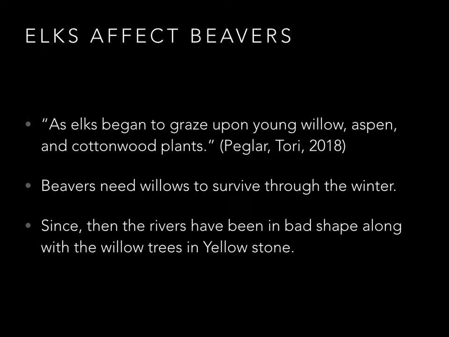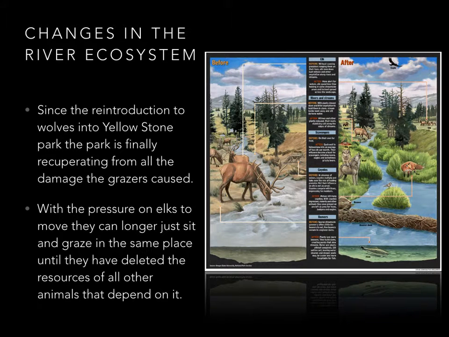Elk also affect beavers because they graze upon different trees such as young willow, aspen, and cottonwood plants, which are some of the trees, especially willow, that they use in the winter to build their dams. So, changes in the river's ecosystem.